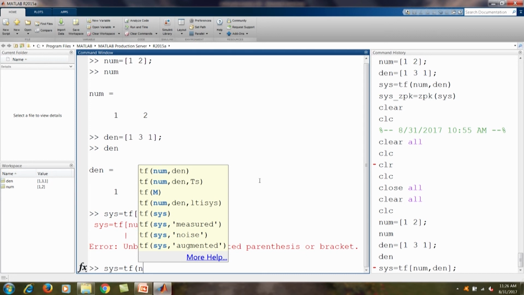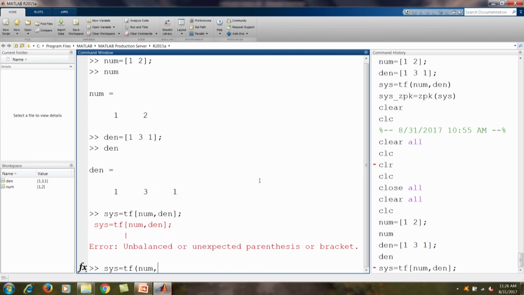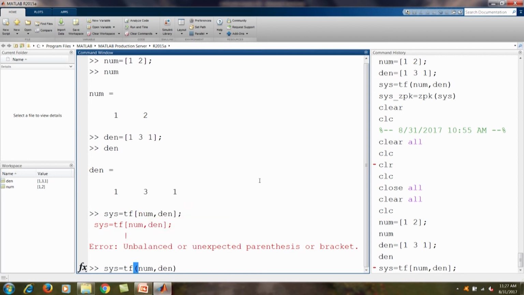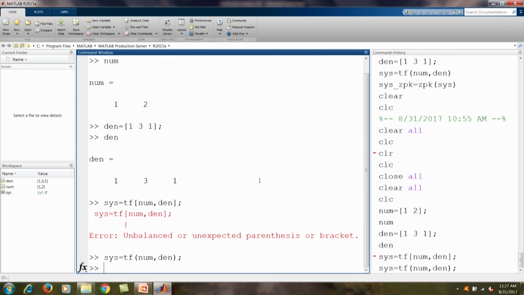So here num, den, so we have now this, and then we can use this semicolon. So now we have obtained this sys. You can see we have obtained sys, that is a 1 by 1 matrix, you can say, or vector. So here we have one by one sys.